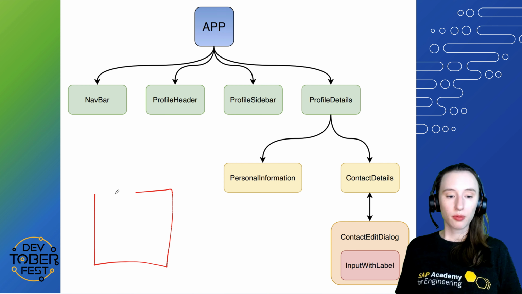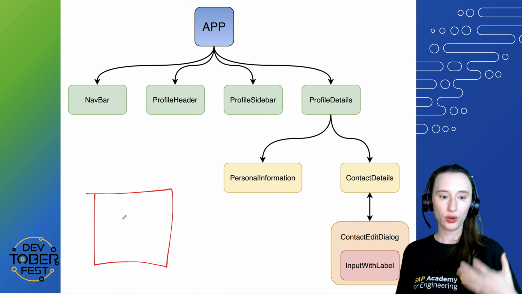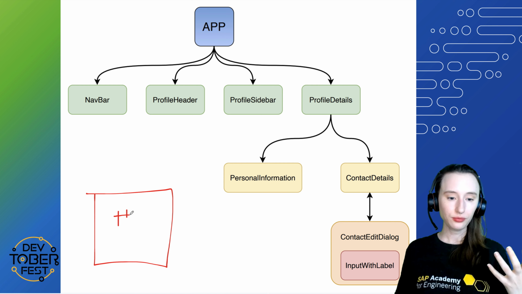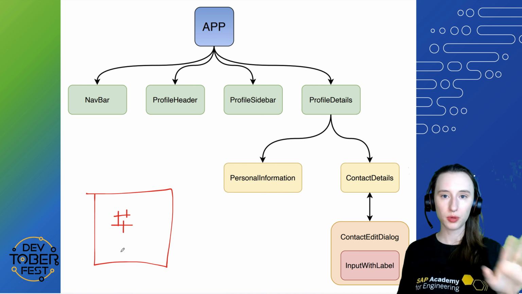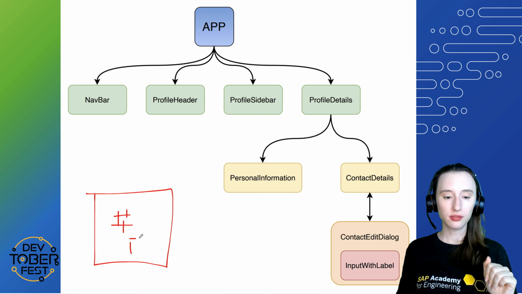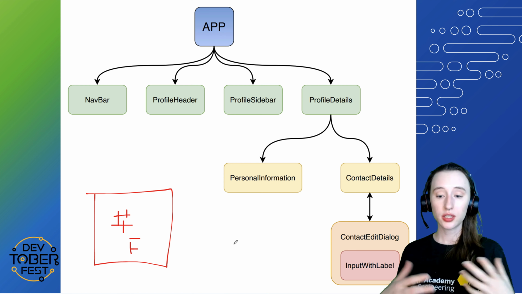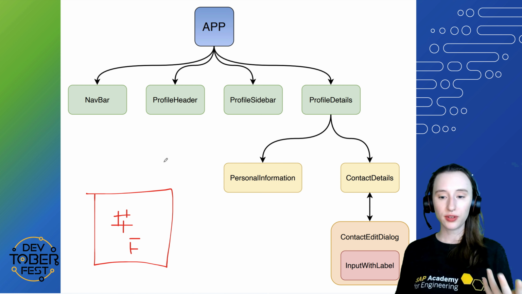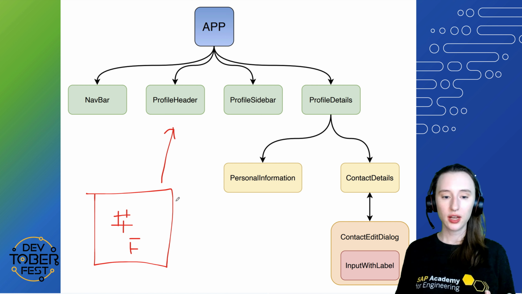So when we implement Redux, we will have our store here with our data. Whoops, there's a bad hash mark, ignore that, and our function to update that data. So if profile header and contact details and contact edit dialog want that phone number, all they have to do is ask for it, and the data is just sent along.